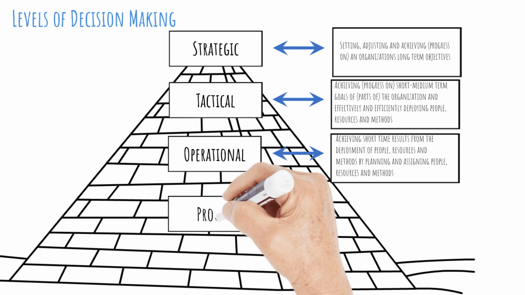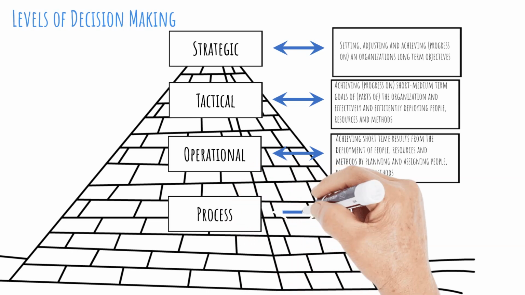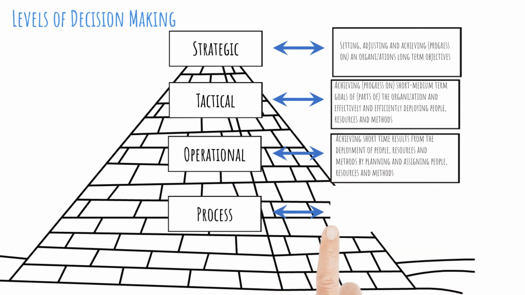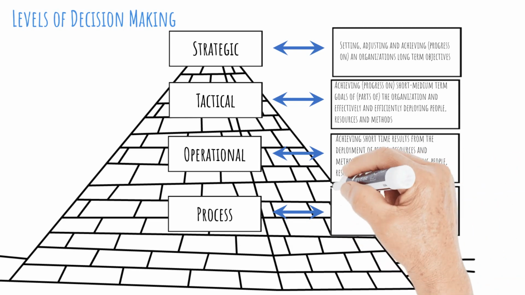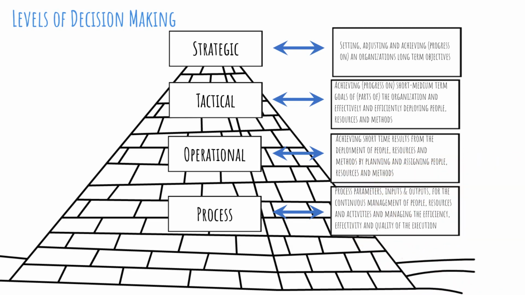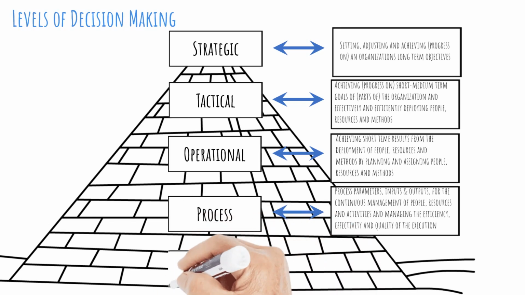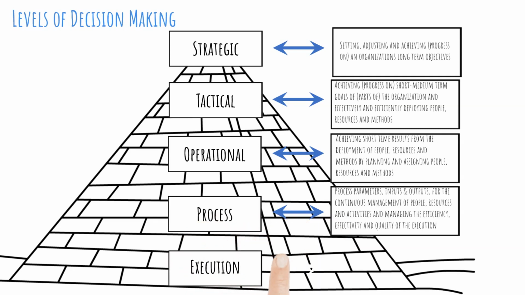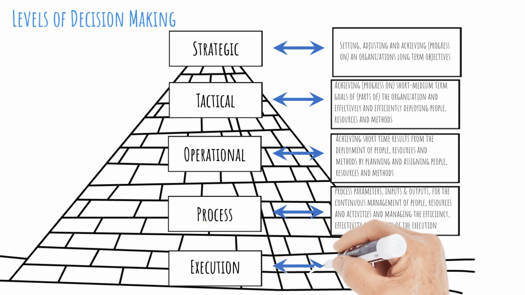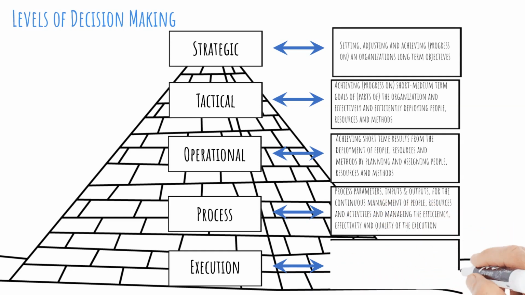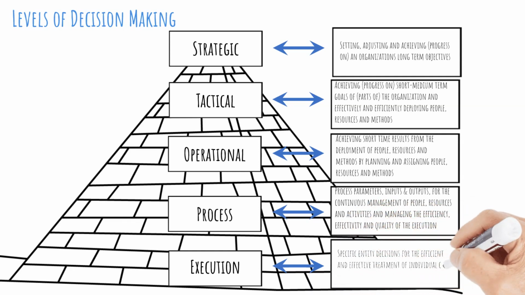First, process-level decisions that set process parameters, inputs, and outputs. They focus on the continuous management of people, resources, and activities, and involve managing the efficiency, effectivity, and quality of the execution. Second, execution-level decisions are made about specific entities for the efficient and effective treatment of those individual cases or events. The level of decision-making sets distinct requirements on the type, the frequency, and the deployment of the information that we need to make a data-driven decision.